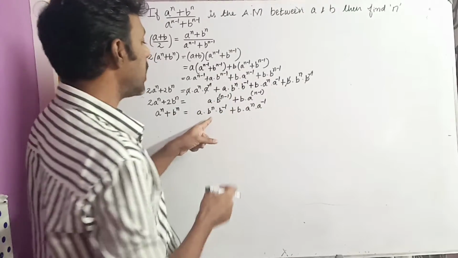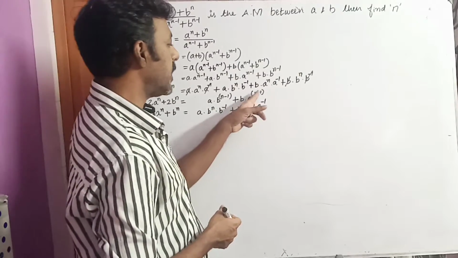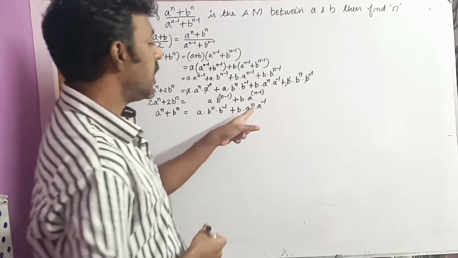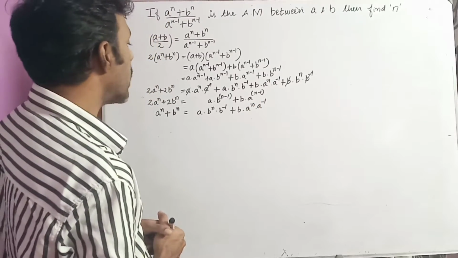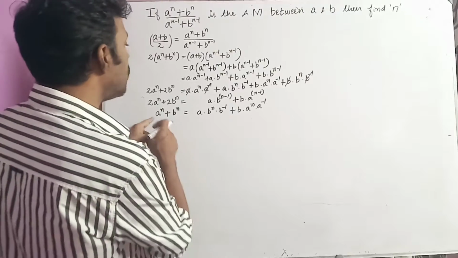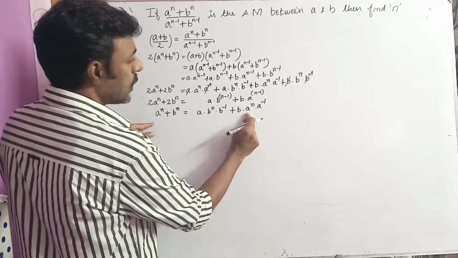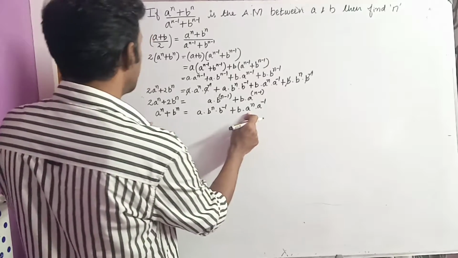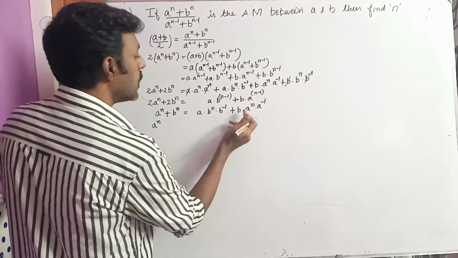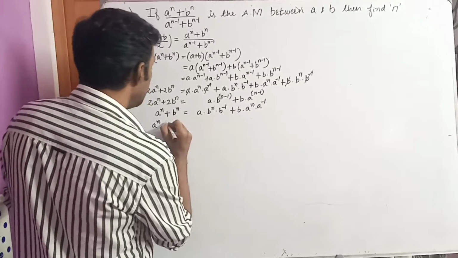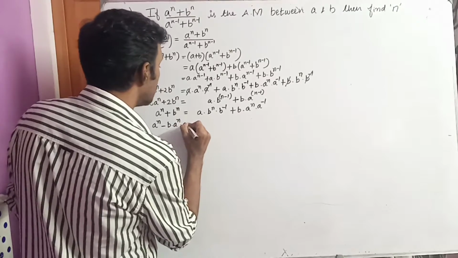b power n minus 1 can be expanded as b power n into b power minus 1. Similarly, a to the power n minus 1 can be expanded as a to the power n into a to the power minus 1. So now what I'm going to do? I'm going to take this a to the power n. Here also I'm having a to the power n. Right? So I'm going to take this to this side. So it will be a to the power n minus b into a to the power n into a to the power minus 1.